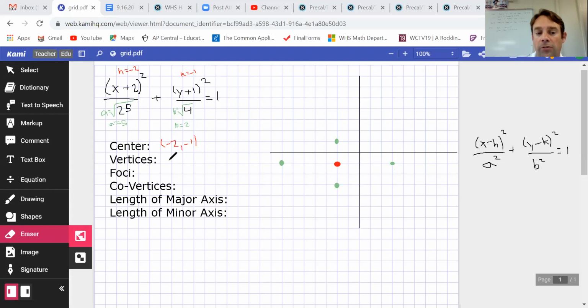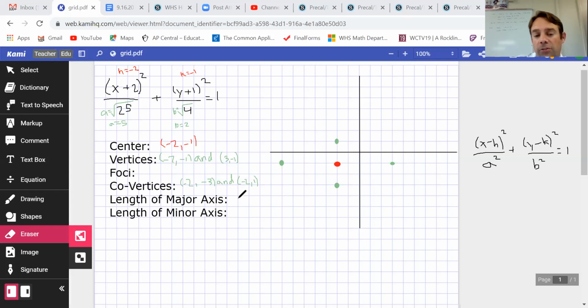I know what these points are now, so I just have to go back to my graph and figure out those coordinates. I don't actually need to remember the formula. I mean, you can if you want to, but it doesn't really do much for you. So the vertices are (-7, -1) and (3, -1). The co-vertices are (-2, -3) and (-2, 1). So we just count, and then you come back and get all the information you need.